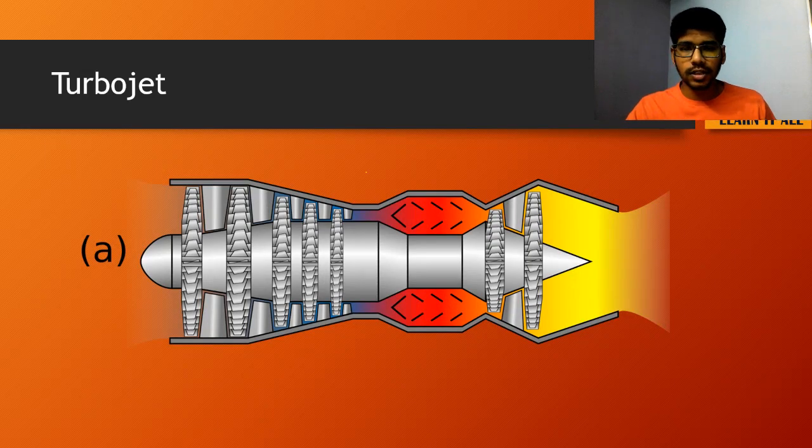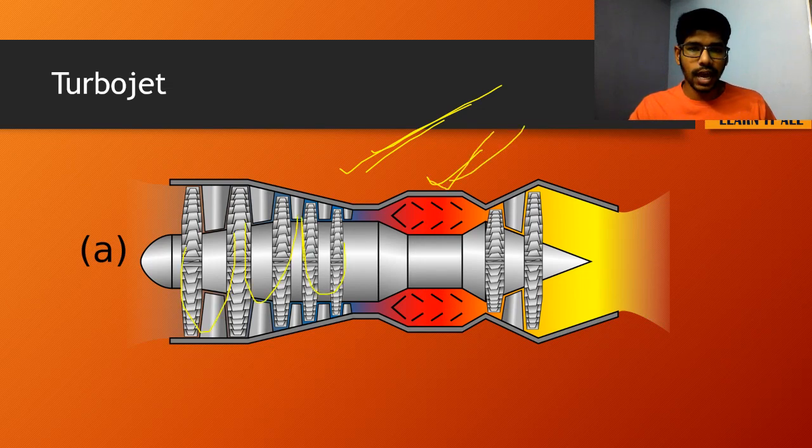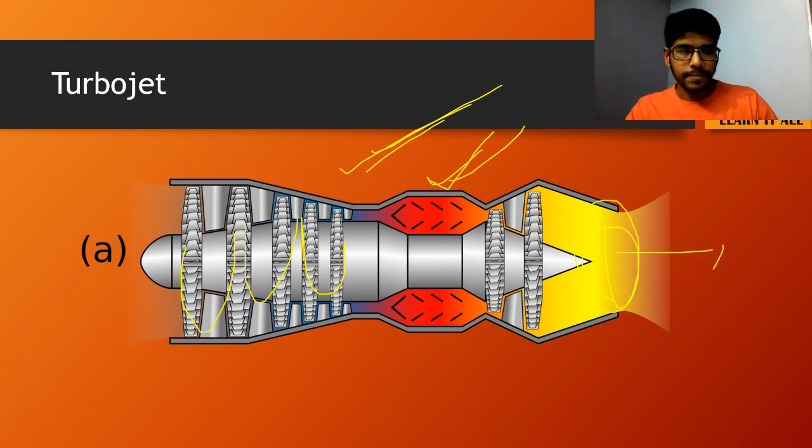Alright. So this is the turbojet engine. These are the turbines. This is the compression chamber where the ignition happens, and this is the exhaust coming out of the nozzle.